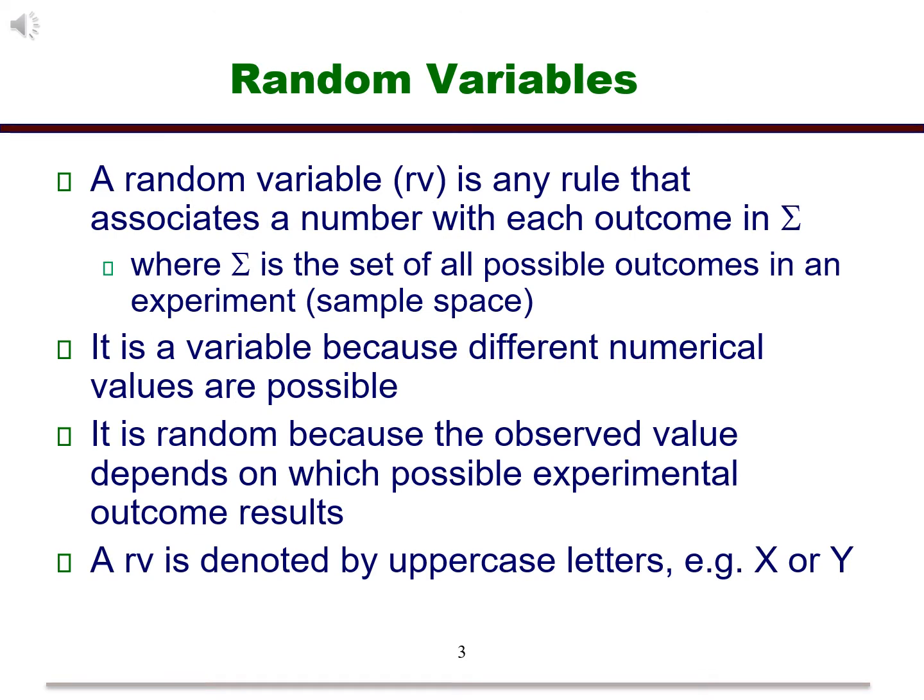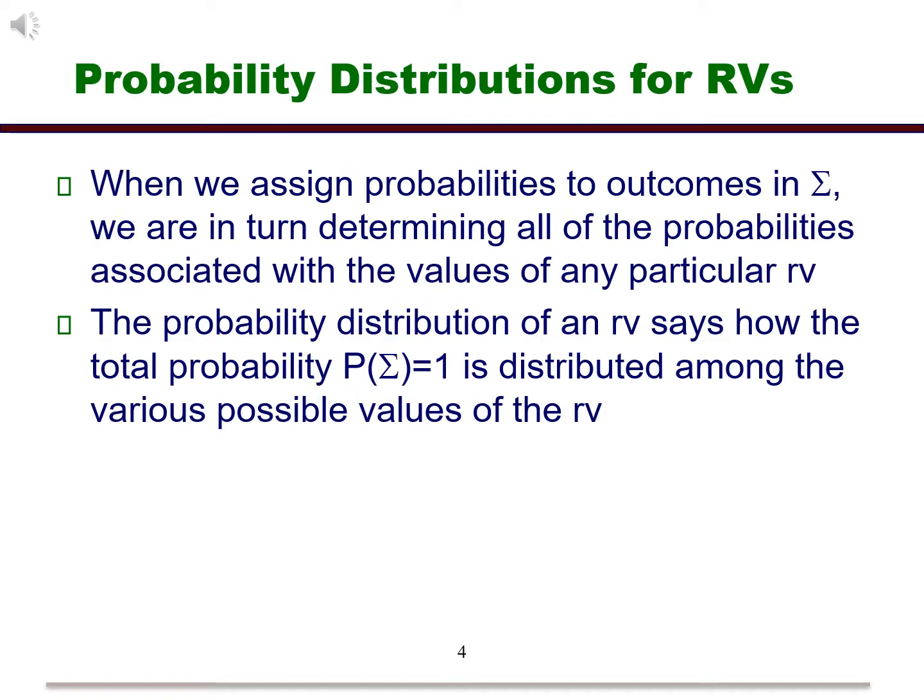When we assign probabilities to each outcome, we are setting up the probability distribution. The probability distribution of a random variable says how the total probability is distributed among the various possible values of that random variable. You should note here that the probability for all of the outcomes in the sample space is 1.